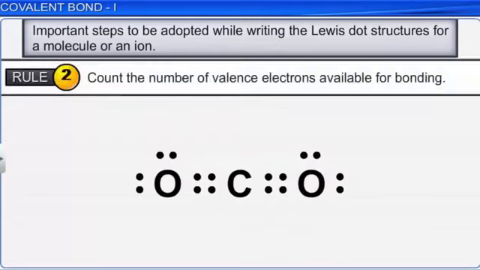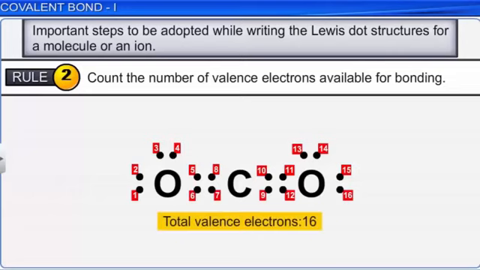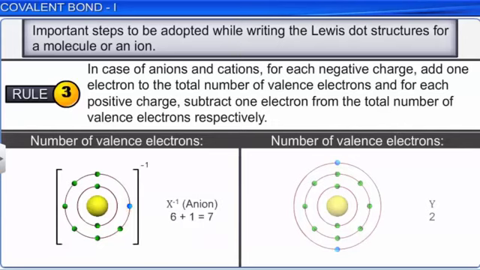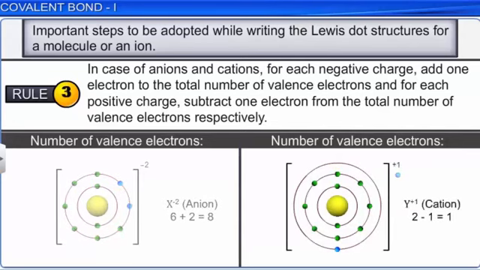Now, count the number of valence electrons available for bonding. In case of a molecule, count the total number of electrons present in the valence shell of all the bonded atoms. In case of ions, that is anions and cations, for each negative charge, add 1 electron to the total number of valence electrons, and for each positive charge, subtract 1 electron from the total number of valence electrons respectively.